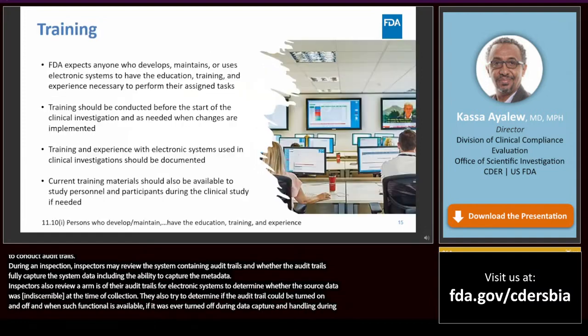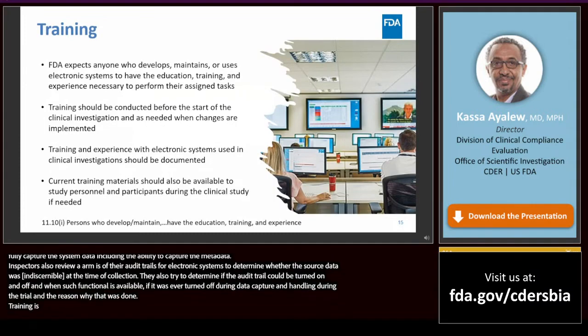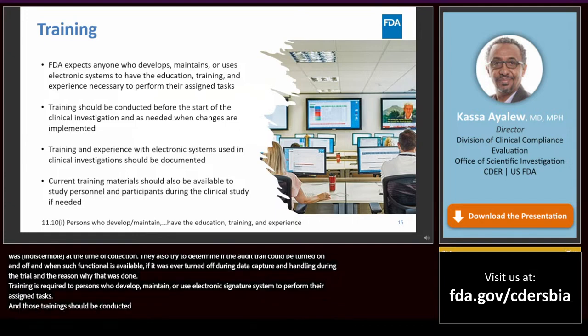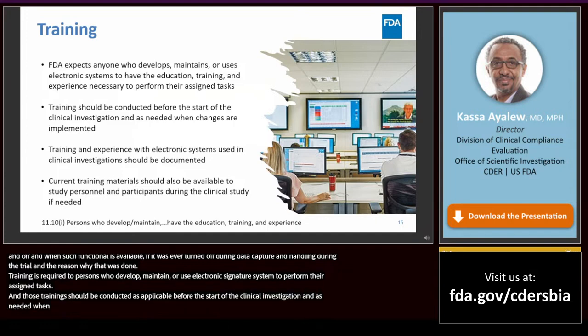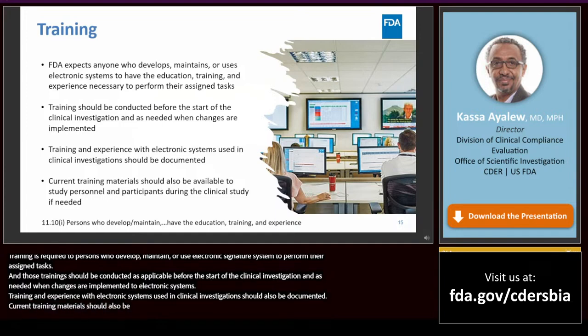Training is required for persons that develop, maintain, or use electronic record or electronic signature systems to perform their assigned tasks. Those trainings should be conducted, as applicable, before the start of the clinical investigation, and as needed when changes are implemented to electronic systems. Training and experience with electronic systems used in clinical investigation should also be documented. Current training materials should also be available to study personnel and participants during the clinical study as needed.